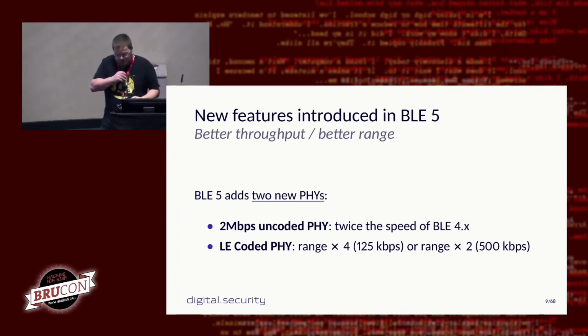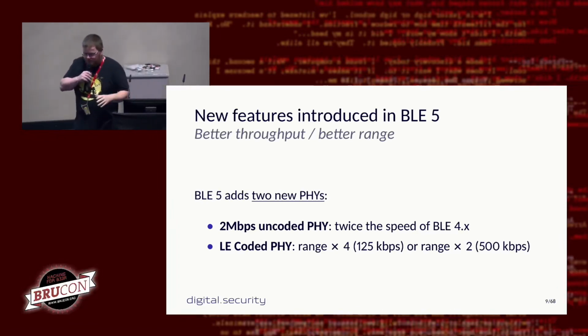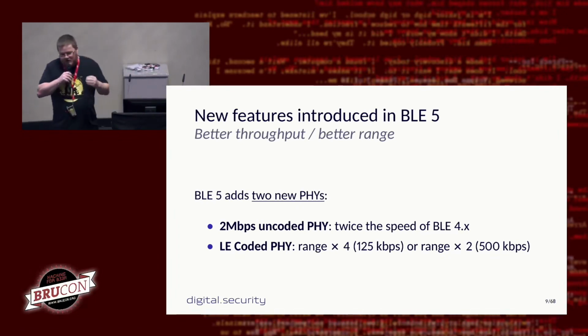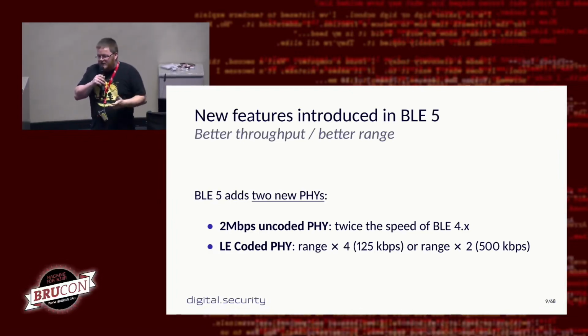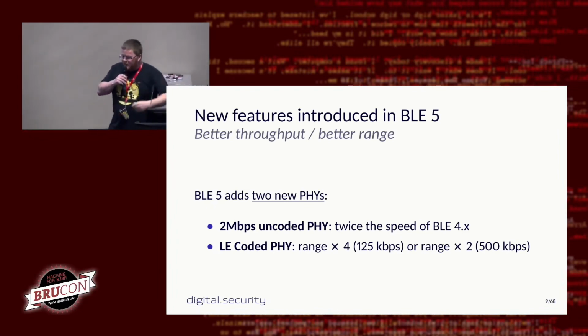Another PHY has been introduced, the LE Coded PHY, which is a bit messy. We're going to have a look at the packet in the slide after, but in fact it increases the range. So you can send packets further, but the drawback is that you cannot send packets further at high speed. You need to downgrade the speed to be able to send packets further.